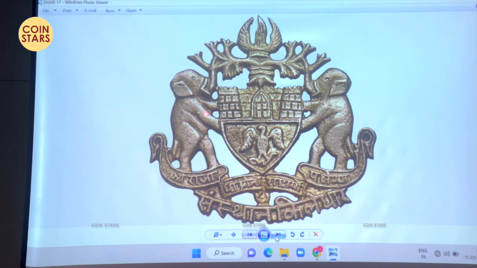This is of Dhar. Sansthan Kile Dhar. 2 elephants holding the shield, and this bird here with a part of fort.